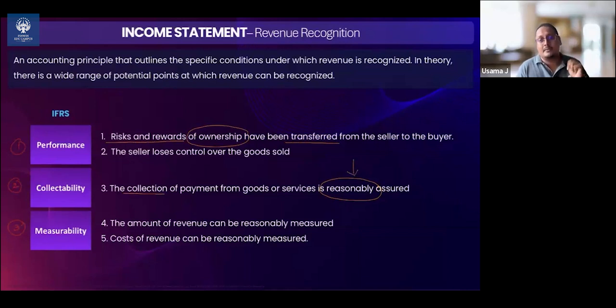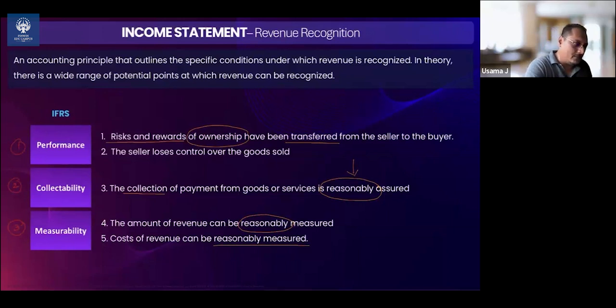And point number 3, measurability. Of course, I have sold. Collectability is also there, I know I can get whatever, but is there a value to it? Which is the next point. The amount of the revenue can be, once again, notice, reasonably measured, and costs of the revenues can also be reasonably measured. This is the criteria that we will be looking at in terms of revenue recognition.